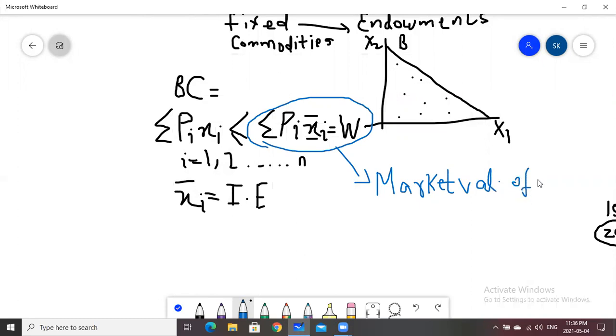When you are asked about the market value of initial endowments, you should know that it is equal to the summation of p_i x_i bar, which is W. This is the finances obtained if the consumer sold all her initial endowments at the ruling market price. So we will move back towards this diagram.